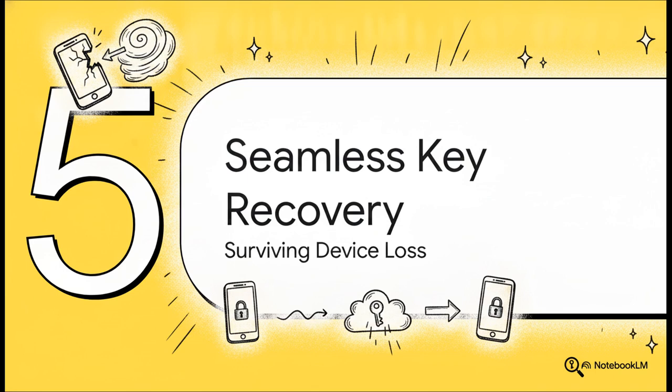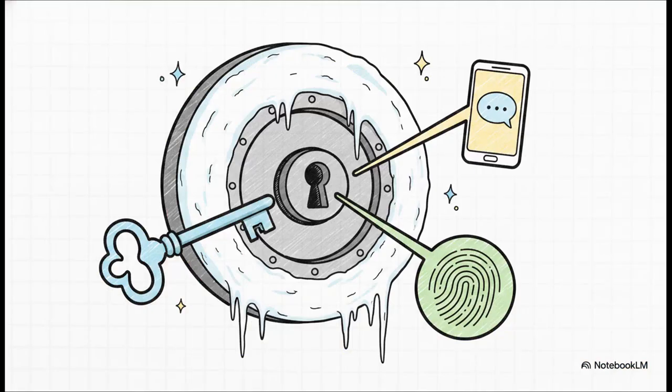Section 5. Seamless Key Recovery. Surviving Device Loss. This is where the magic really happens. What if our user buys a new phone, or they accidentally clear their browser cache, completely destroying their local device share? Well, because the user still has their login for the hot share, they just need to unlock the cold share to hit that 2 of 3 threshold.